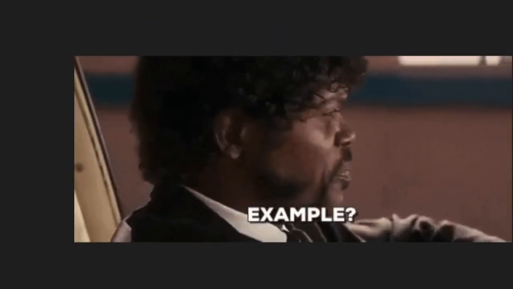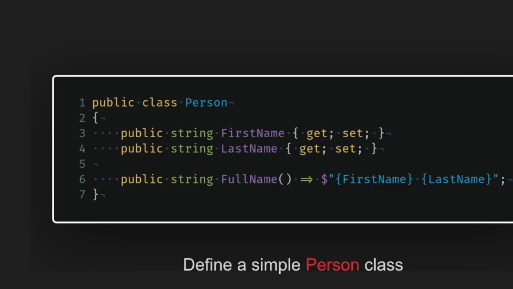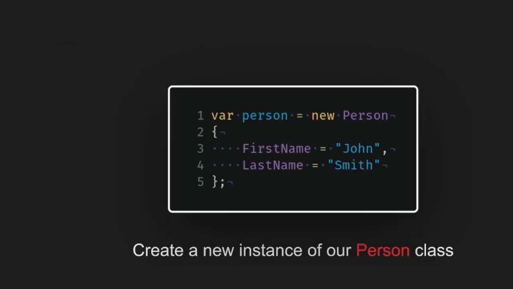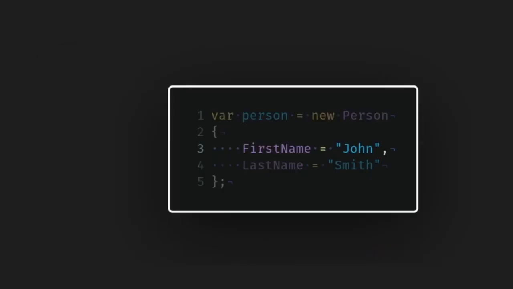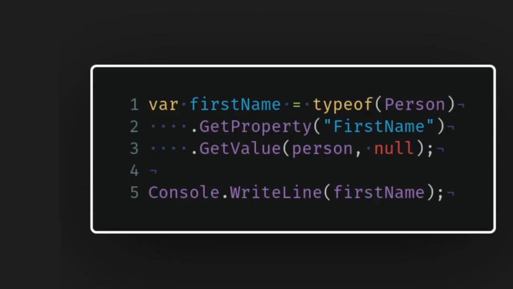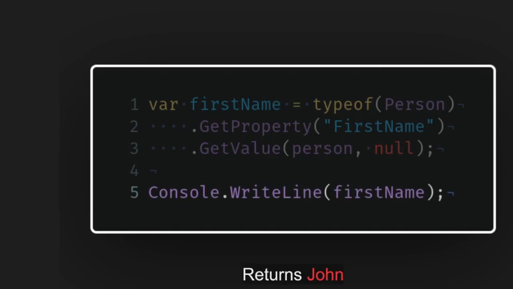So here's a simple example. We're going to create a person class. It's got some properties. It's got a method that we can invoke. And we'll create our new person. We'll give it the first name John, last name Smith. And then we'll use reflection on our new class. So we'll try and get the first name. We'll use typeof to get the type object out of that class. We'll use the get property method on the type class, and we'll get the first name property, and then we'll get the value. And then when we do console write line, it should return John.